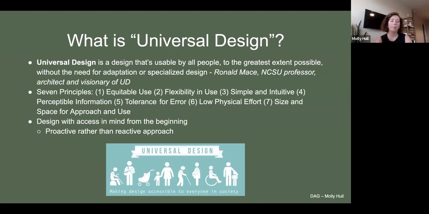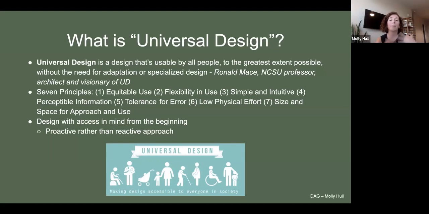It includes 7 principles. The first is equitable use. The second is flexibility in use. The third is simple and intuitive. The fourth is perceptible information. The fifth is tolerance of error. The sixth is low physical effort. The seventh is size and space for approach and use.